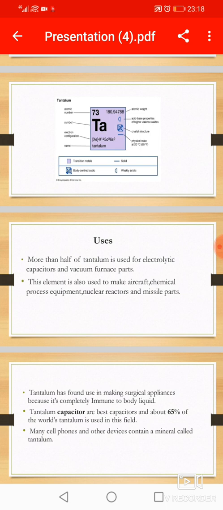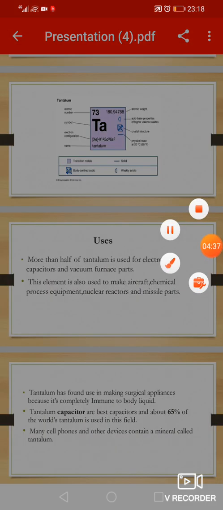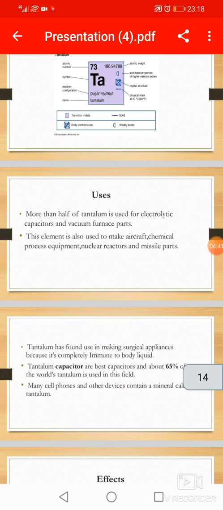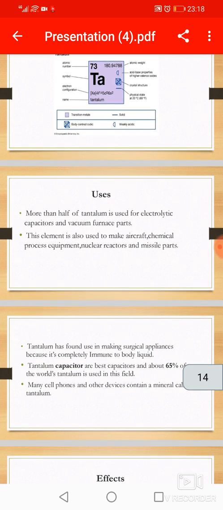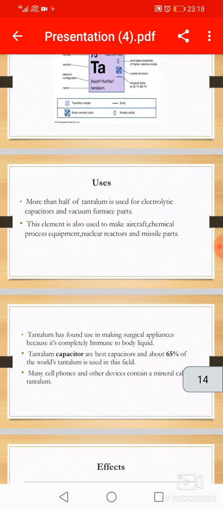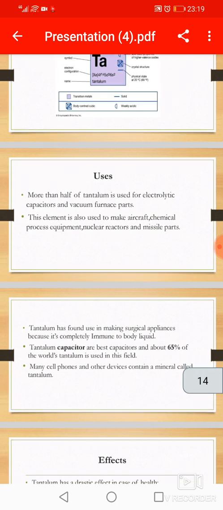Tantalum capacitors are the best capacitors and about 65% of the world's tantalum is used in this field. Many cell phones and other devices contain a mineral called tantalum. When combined with other metals, it can produce alloys with enhanced strength and higher melting point. Tantalum is generally used in applications that require increased heat, corrosion, and chemical resistance.